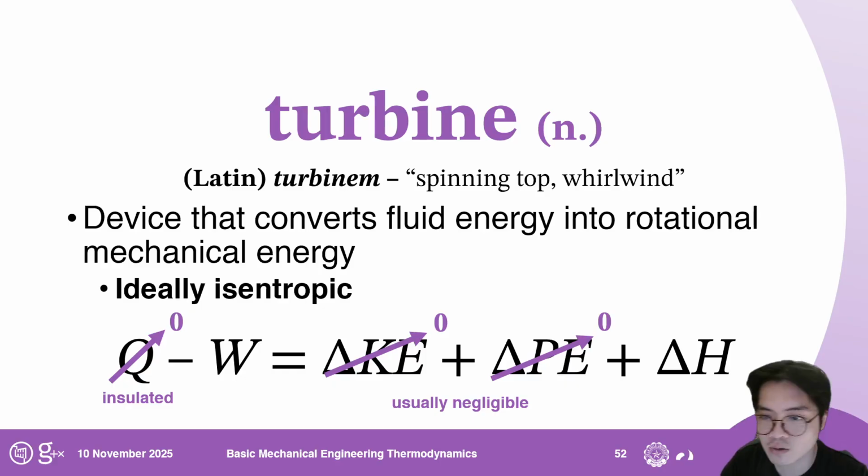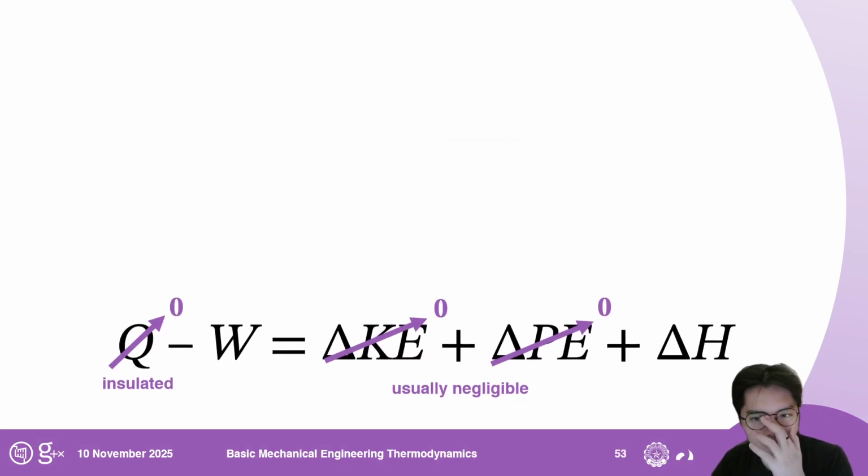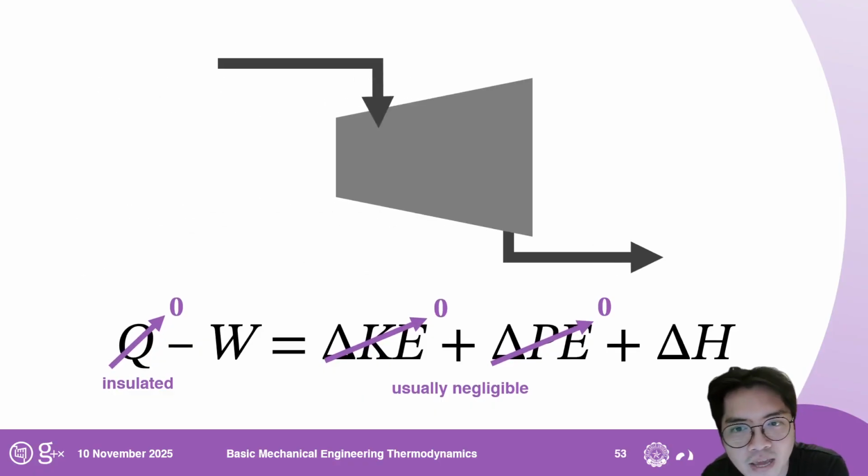negative work is equal to your delta H. You might say that there's a negative in there. Why is there a negative in there? Let's just see. Now, this is how a turbine is drawn in a schematic diagram.